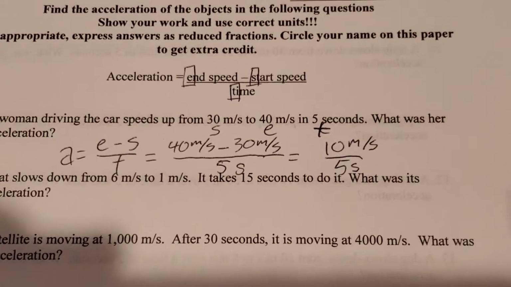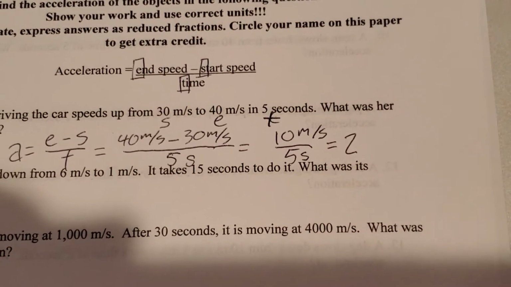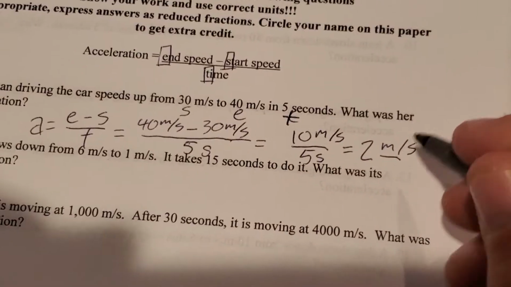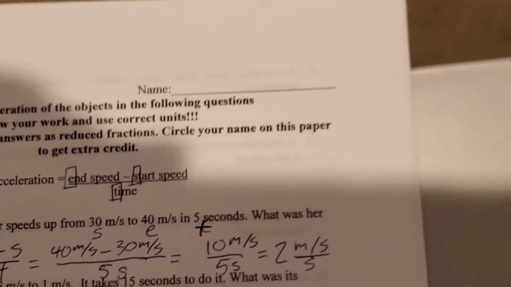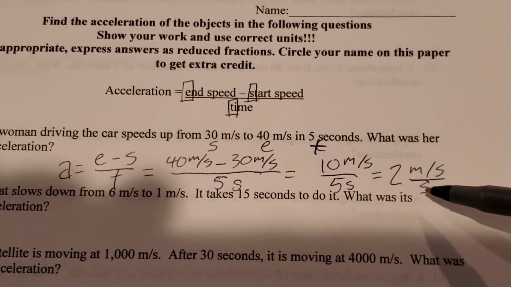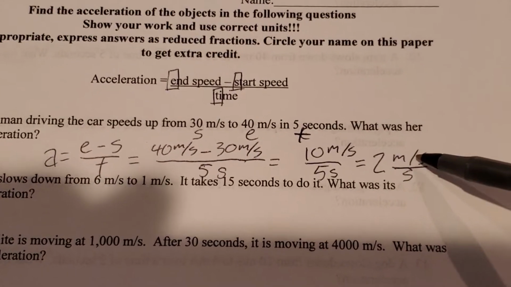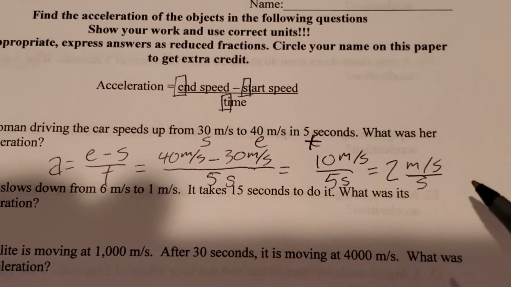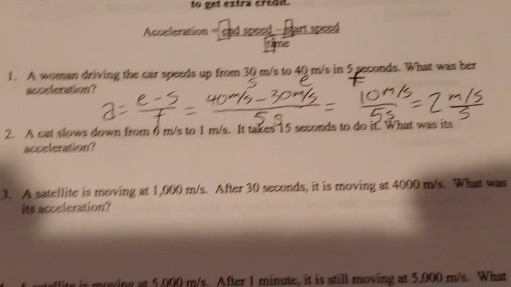Finally, we have 10 divided by 5. That's equal to 2. And then our units are going to be meters per second per second. So let's think about what that means. That means for every second of travel, her speed increased by 2 meters per second. Okay, so that's 2 meters per second per second. All right, let's take a look at the next problem.